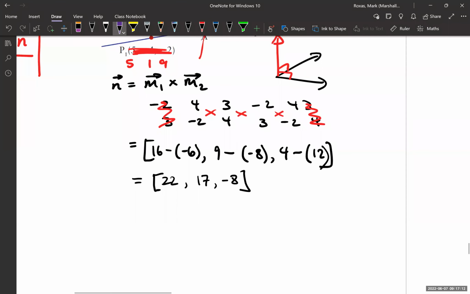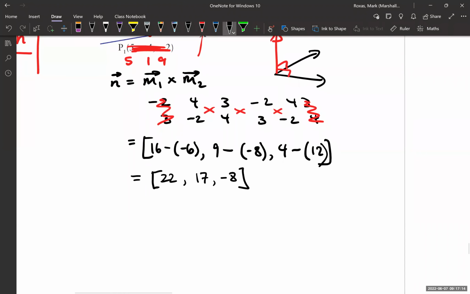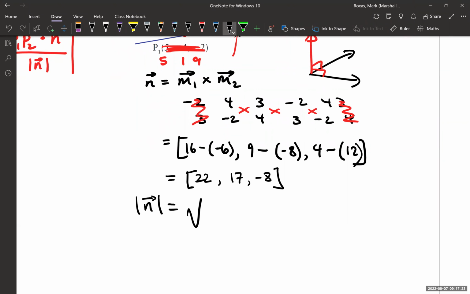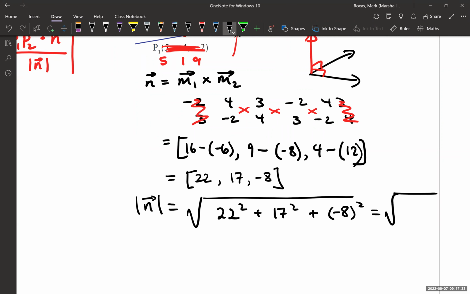Despite saying that, we still do need the magnitude of n to help us with the vector projection formula. The magnitude of n is the square root of 22 squared plus 17 squared plus -8 squared, which is the square root of 837.